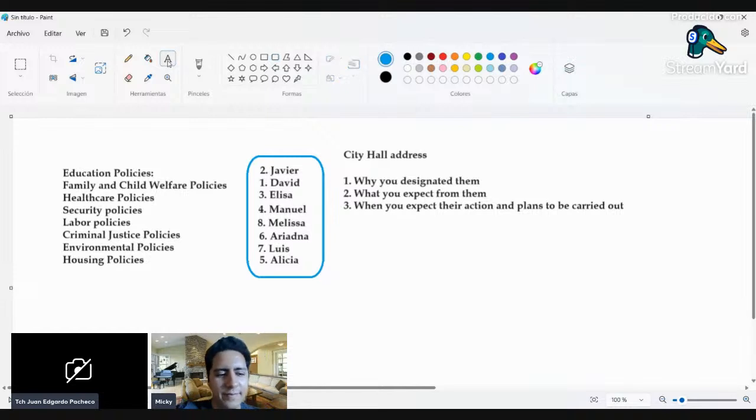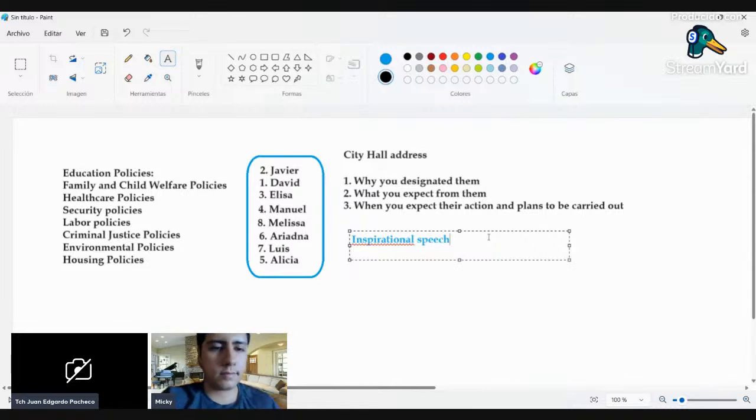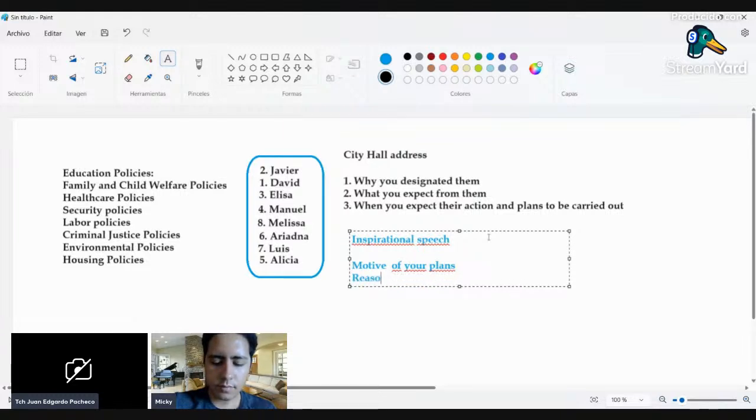But then you inspire the people, right? You inspire them through action, inspirational speech. What is that? Well, possibly the motive of your plans, the reason why they need to be implemented.